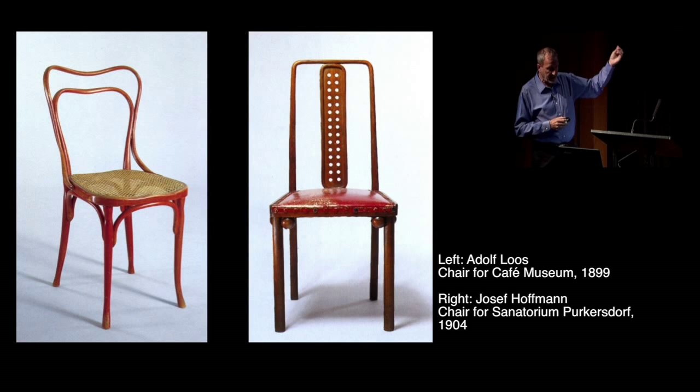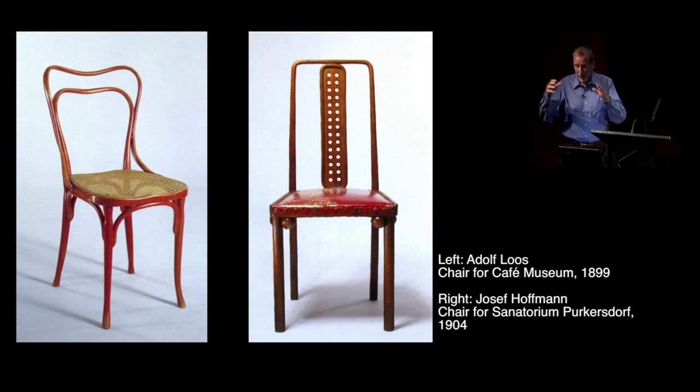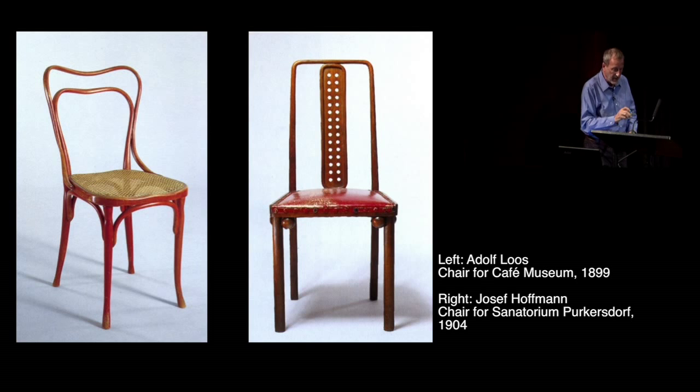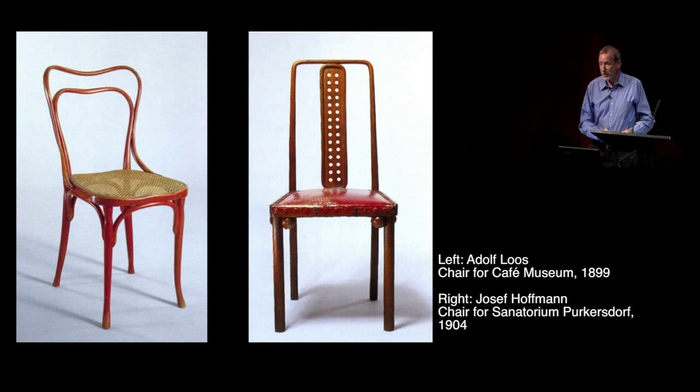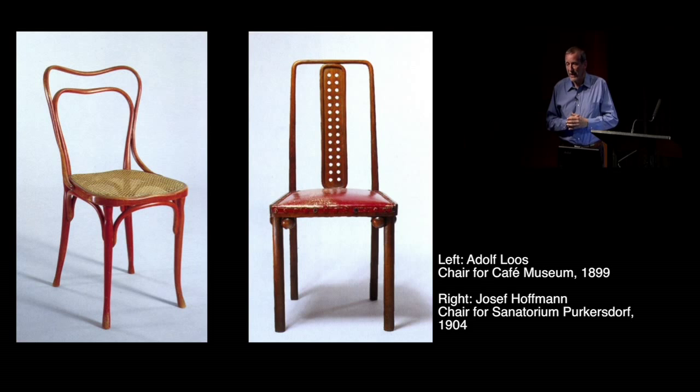What Loos does here, he takes the typical coffee house chair, which is a bentwood chair, and just changes certain details of it. Like he gives it a saddle seat, which he brings from England to Vienna. Then he changes the dimensions here where he doesn't need it, and he gives it another color, this red stained color.